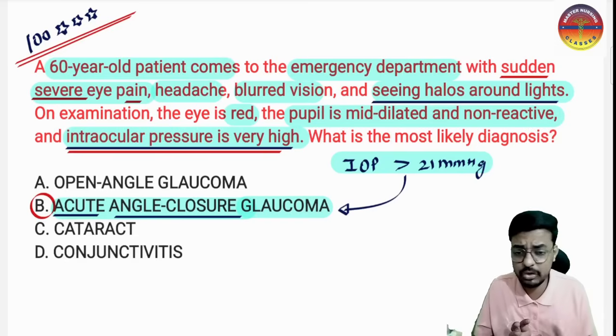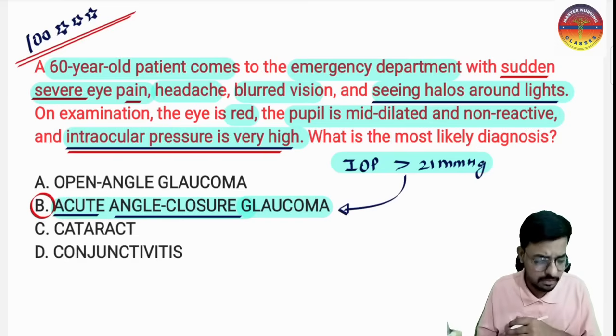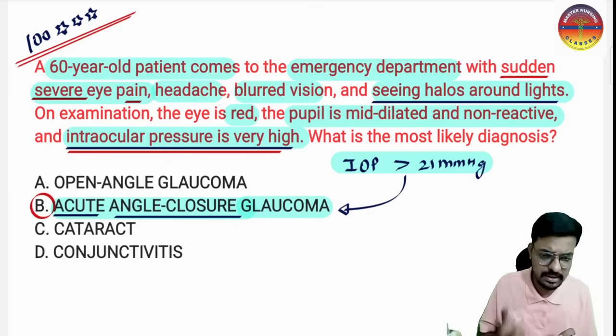And the other type of glaucoma is where there is sudden, severe and heavy pain in the eyes. It happens very severely and suddenly, and halos are forming around the lights.